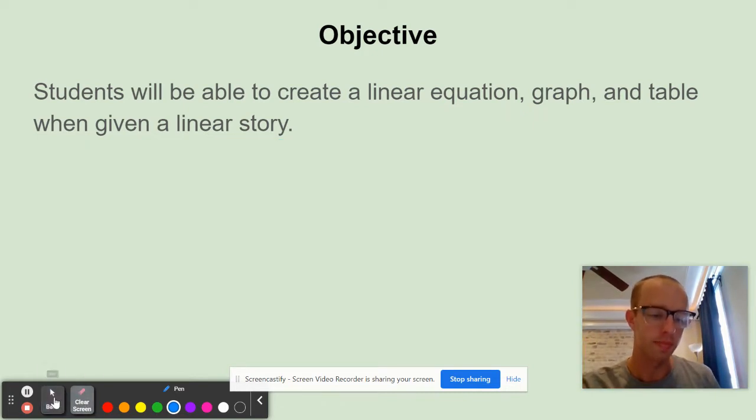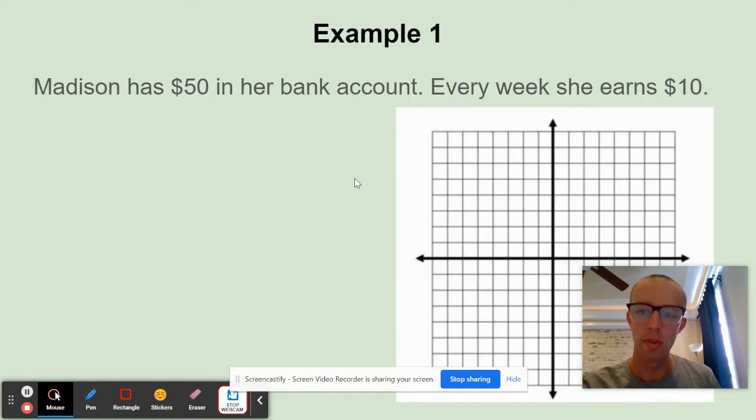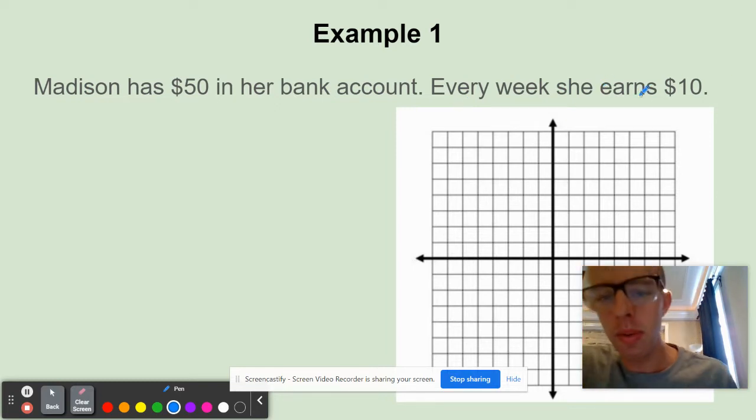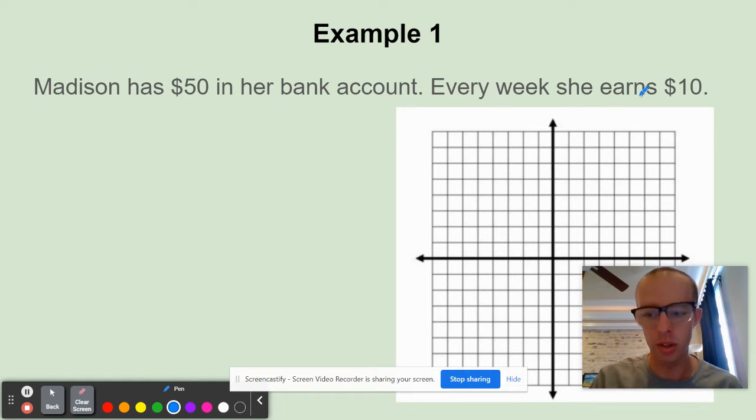So let's move to example one. Our example one here is that Madison has $50 in her bank account, and every week she earns $10. So when I'm given a story, the first thing I like to do is create the equation. Madison's got $50 in her bank account. Every week she earns $10. She's earning the same amount each week. So I know this is a linear equation because it has a constant rate of change.